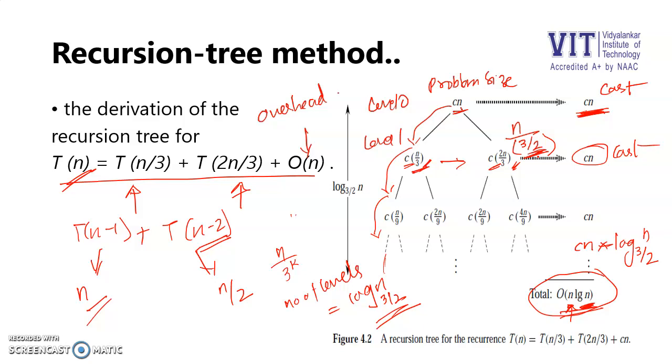So please try to understand. In this way, using the recursion tree method, what we are supposed to understand is that we should find the number of levels and we should find the cost of each level. So it is basically the number of levels of the recursion tree into the cost of each level. This is about the recursion tree method.